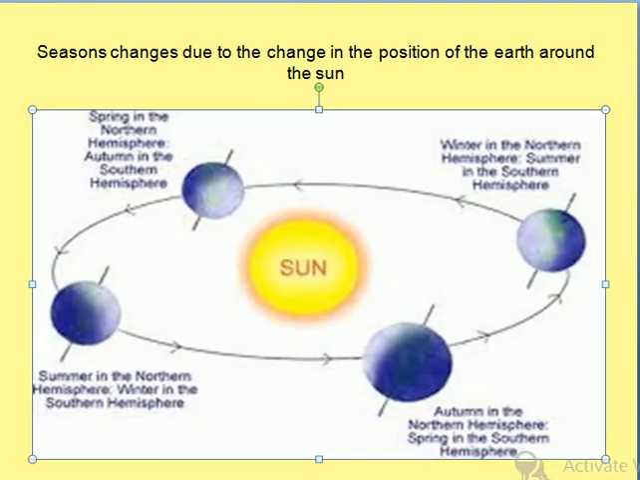Now you know about our planet Earth, that it is the only planet known so far to support life. Now let us see how the cycle of seasons takes place on the planet Earth. You will see that on 21st June, the northern hemisphere is tilted towards the poles.